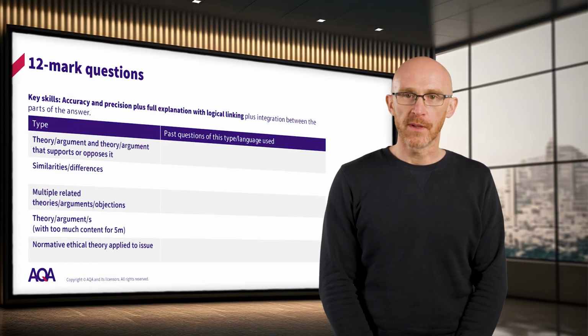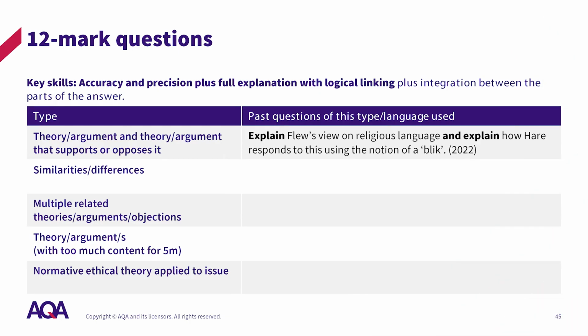Now let's progress to 12-mark questions. There is a greater variety of types of 12-mark question, but a common factor is that they all require integration between the parts of the answer. One type of 12-mark question is where question setters ask for a theory or argument to be explained and then ask students to follow this up with an additional supporting or opposing argument or theory.